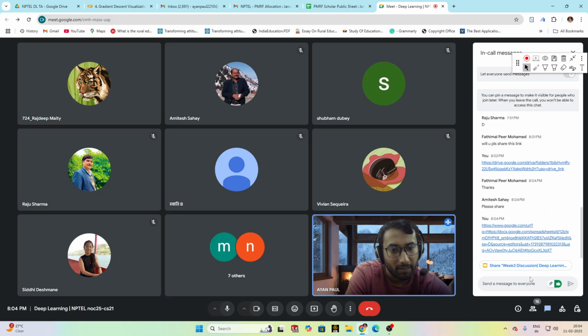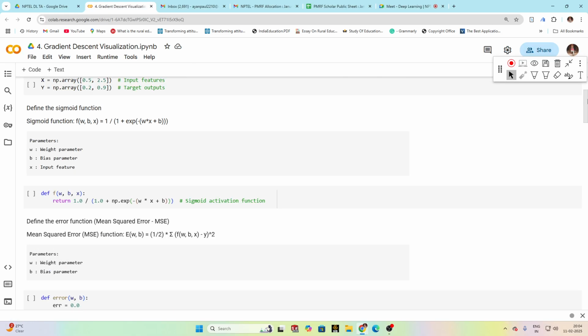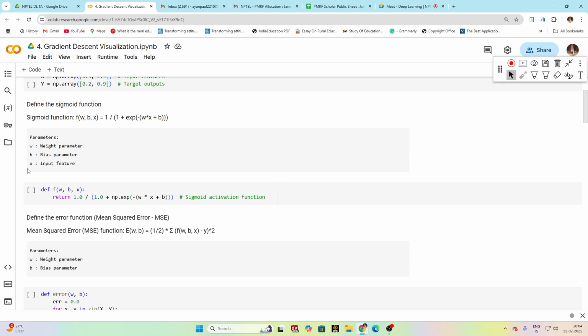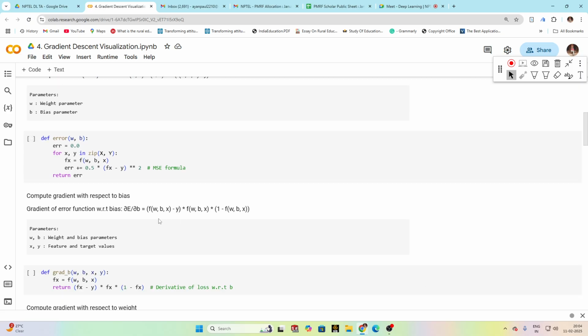That code is very much self-explainable to all of you. Like this code, right? Each line I have commented: import the required libraries, define the input, then what is the sigmoid function, how I have written the sigmoid function, then what is the error, this is a mean loss error, so this is the formula, and this is the gradient.